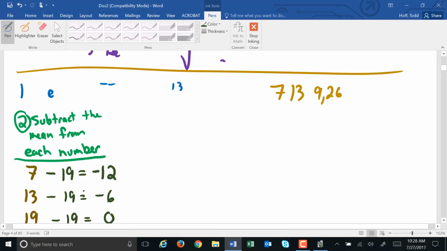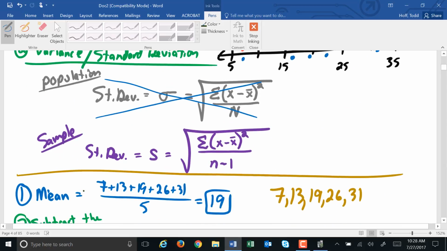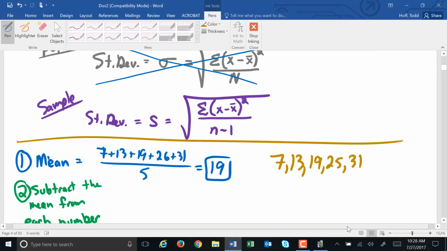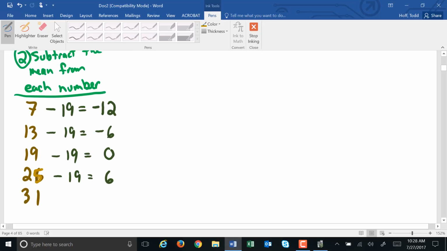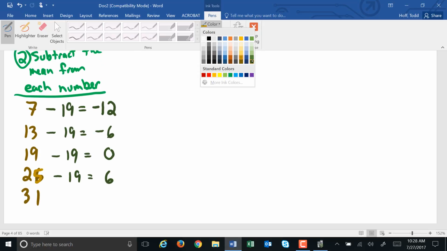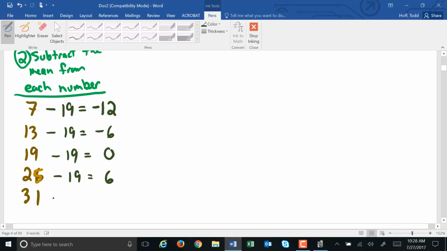That right down there, it should be 25. That would be why that doesn't look right. Yeah, that number should be a 25. So 25 minus 19 would be 6. 31 minus 19 would be 12.